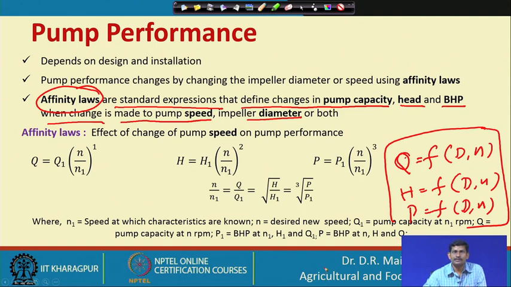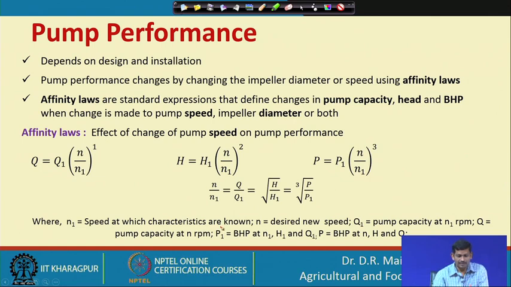The advantage of these laws is this: you bought a pump, and the manufacturer designed the diameter of the impeller and the RPM, with the corresponding values Q, H, P. You want to change the speed or the diameter of the impeller, and you want to know how these parameters are influenced by the change in diameter and speed. The affinity laws will give good information on that.